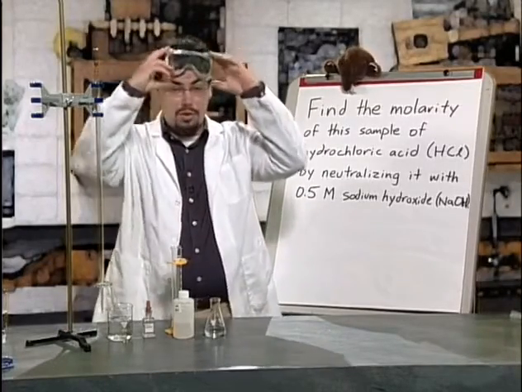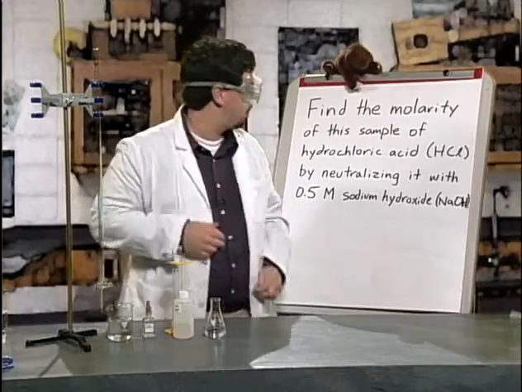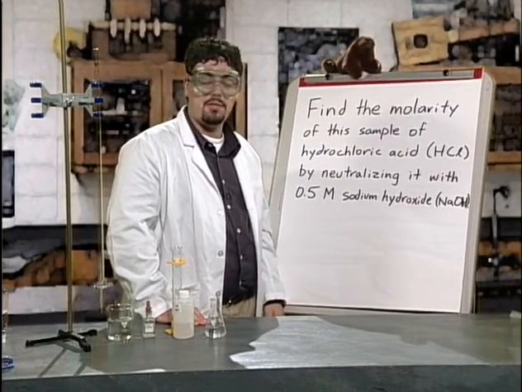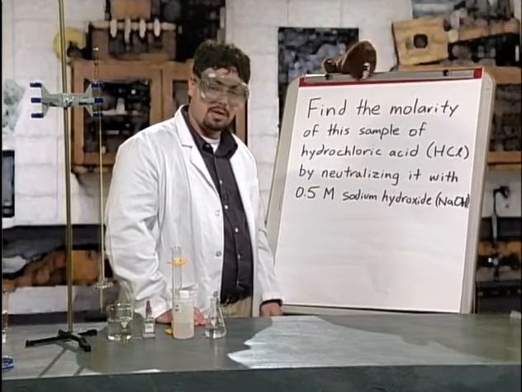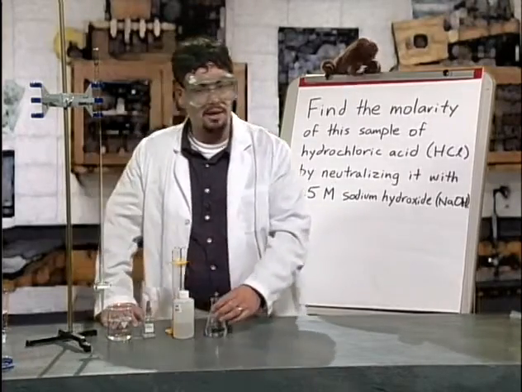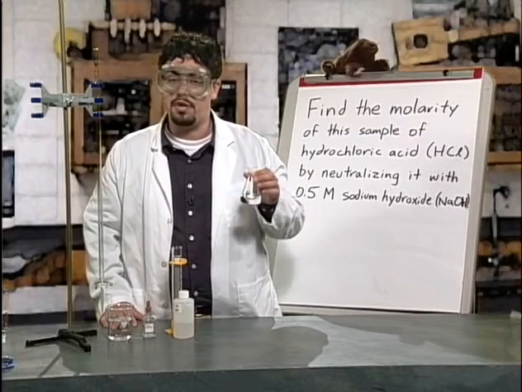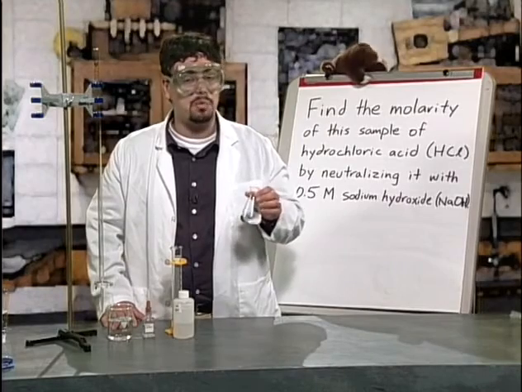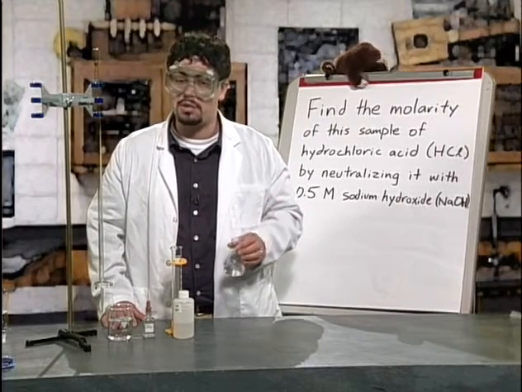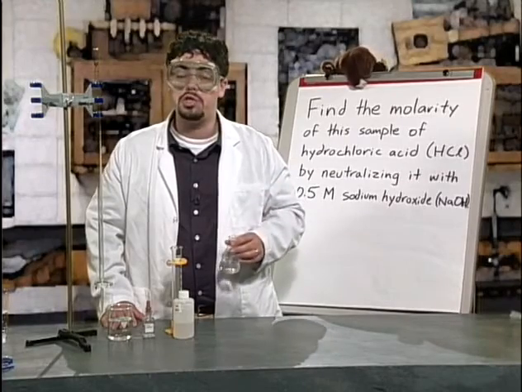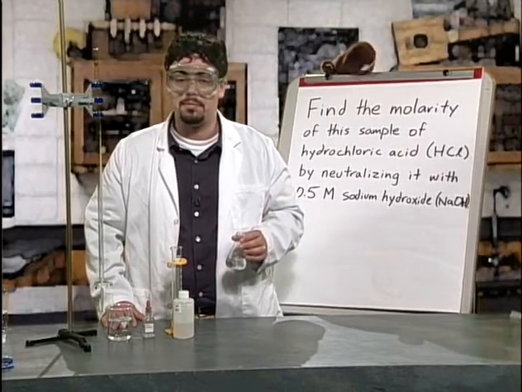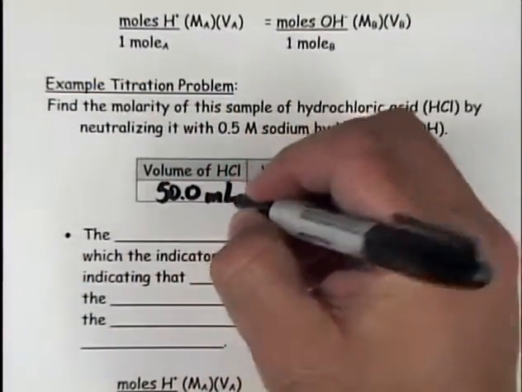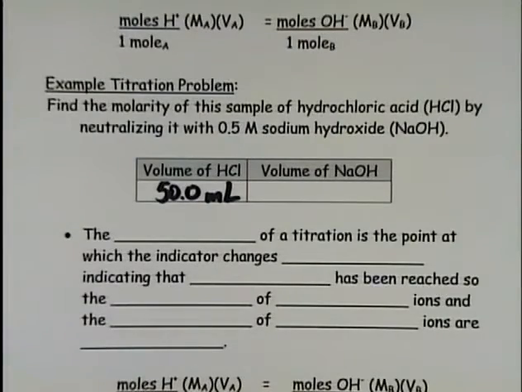Here's the problem we're going to solve by experimentation. Find the molarity of this sample of hydrochloric acid by neutralizing it with 0.5 molar sodium hydroxide. Well, I've carefully measured 50.0 milliliters of the hydrochloric acid and have poured it into this Erlenmeyer flask. It doesn't matter how much acid we start with, as long as we keep track of the numbers as we go. I chose 50.0 milliliters because it's a nice round number. Be sure to record 50.0 milliliters as the initial volume of hydrochloric acid in the data table on your note-taking guide.